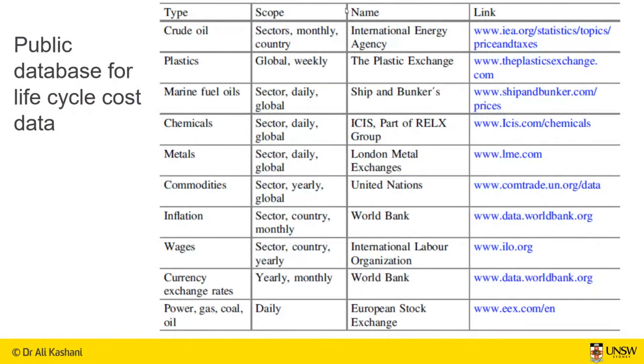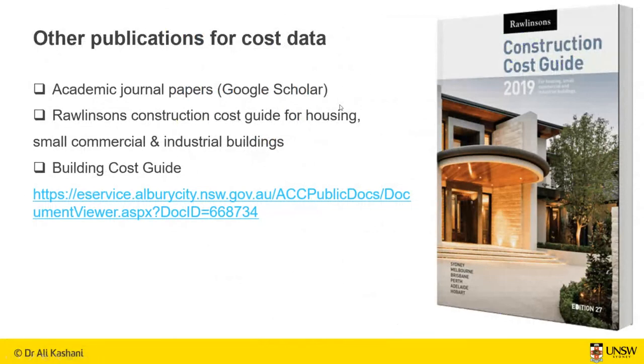So there are some databases that you can use for life cycle costs in terms of the different materials, etc. So if you want to use the cost for each of those things, you can use these databases. And also there are some publications for the costs that you can use. You can use academic journal papers, or if you're working in construction, you can use the construction cost guide, Rawlinson's, and also building cost guides that I put the references for you here.